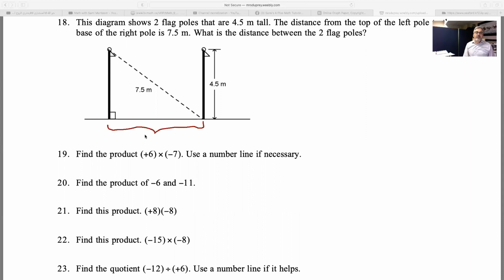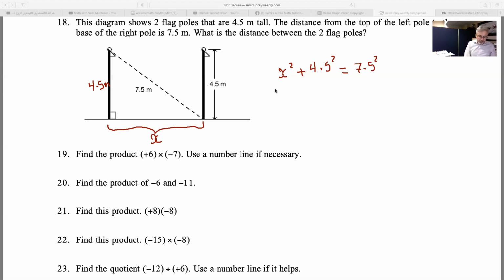Now you have a right angle triangle. You're looking for this, so we might as well just call it x, the unknown. Do we know this? Yes, we do, because both flagpoles are the same length. So this is 4.5. So I'm just gonna write 4.5 meters here. Now, this is Pythagoras. So Pythagoras, it will be a squared, which is x squared plus 4.5 squared equals 7.5 squared.